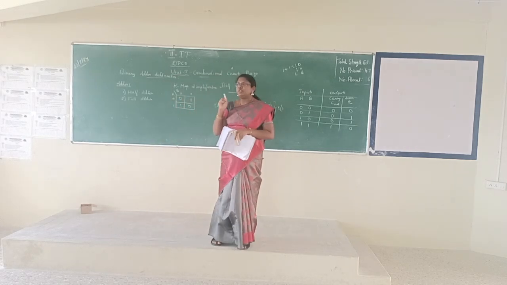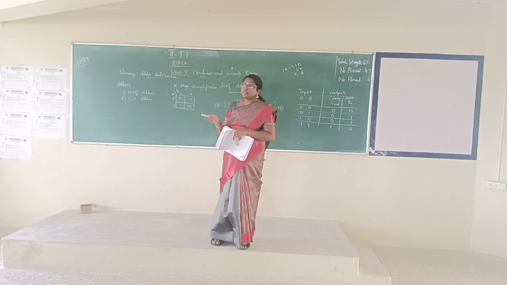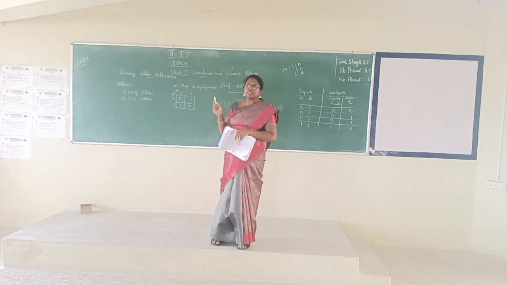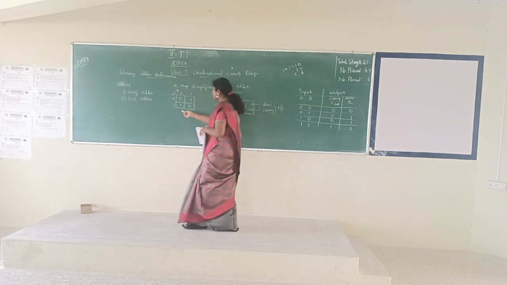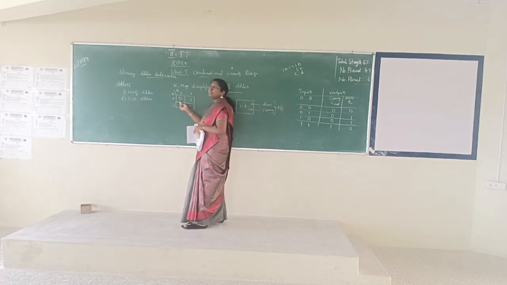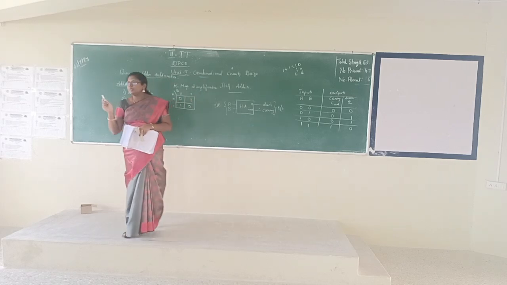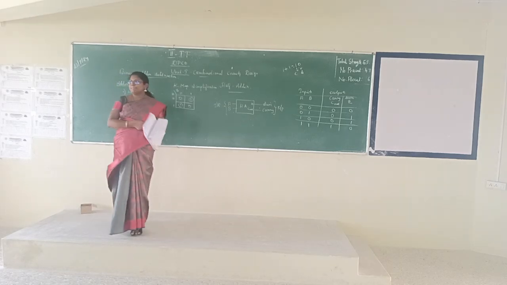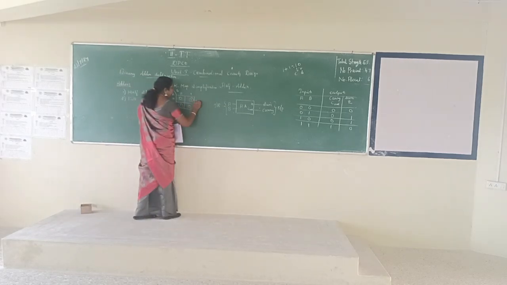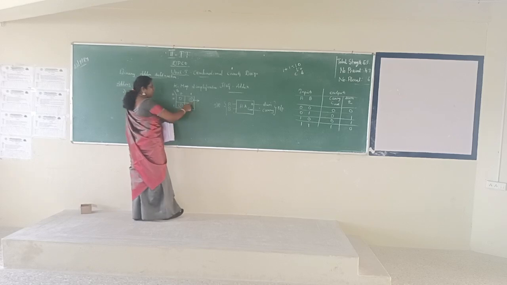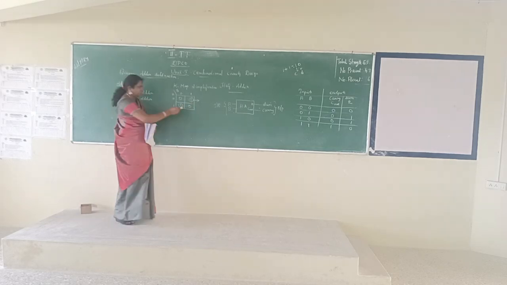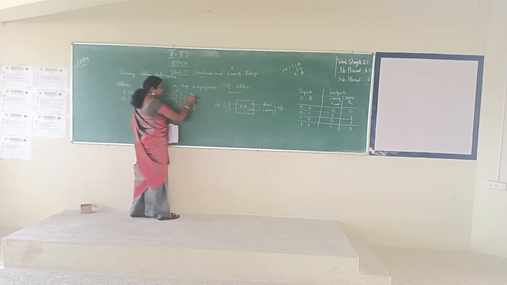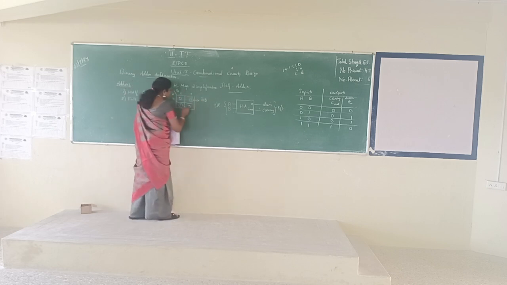While doing the grouping, you have to check whether you are having one in the adjacent cell. Adjacent means nearby cell. If you are having one in the nearby cell, then only you can do the grouping. Or else you have to do the one individually. Right? Then, what is the expression for this grouping? A bar B.